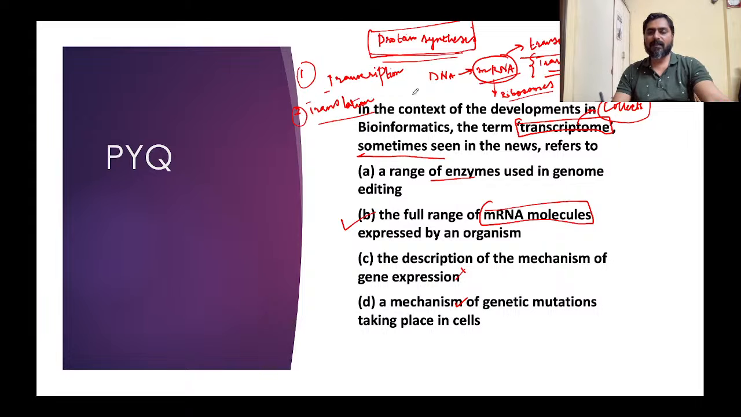So what is happening in translation? These mRNA is giving information to ribosomes for which type of protein has to be made. These ribosomes then actually make those proteins, and this process is called translation. This mRNA is quite important from exam point of view.